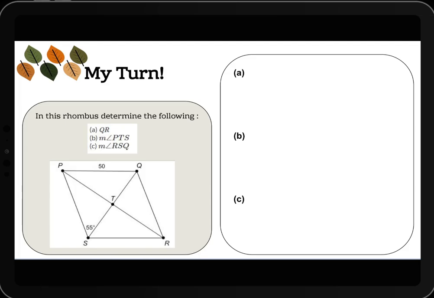In the rhombus, we want to determine the length of QR and the measure of those angles. So we'll start with the length of QR. QR right here is going to represent this side length of the rhombus. We recall that all sides are congruent. Since all sides are congruent, and I'll just use the symbol for congruence, QR is going to be 50 units. That is because one of the side lengths was 50, so all of the side lengths have to be 50.